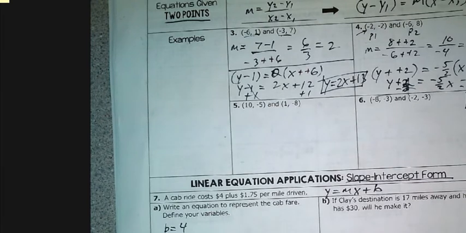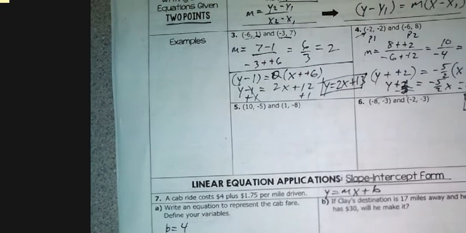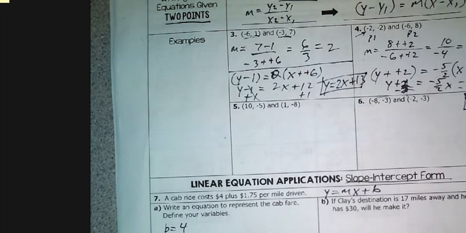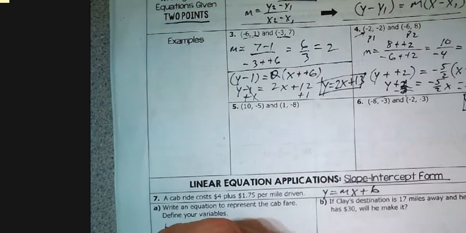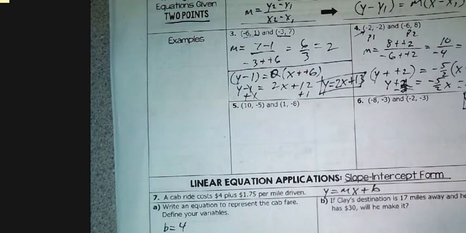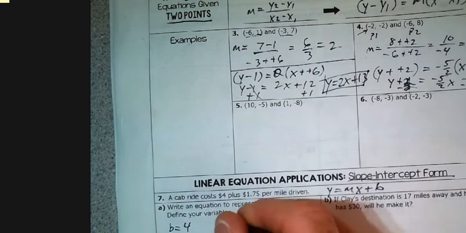Then, it's $1.75 for every mile that you drive. So what part of this would be the $1.75? MX. What part of MX? M. The Y and the X are going to stay there. So the M would be your 1.75. And so what would then X represent? Distance, how many miles? Yep.